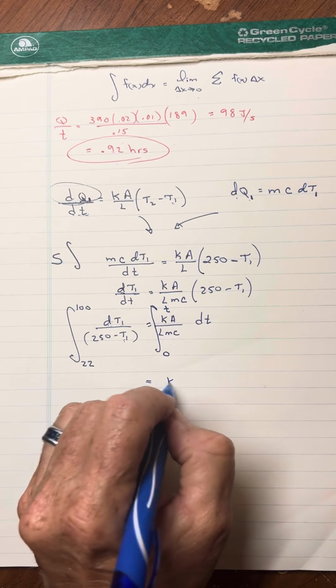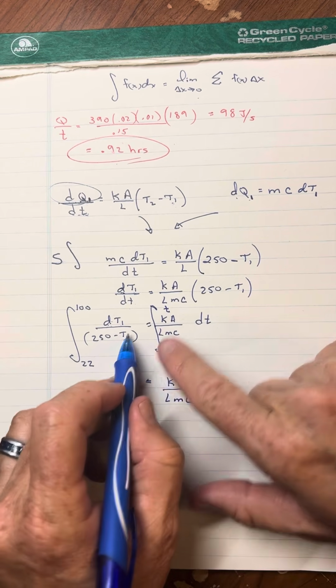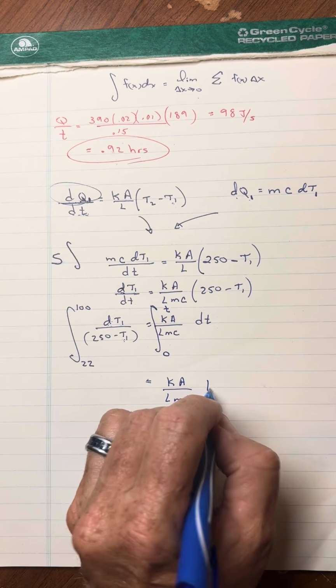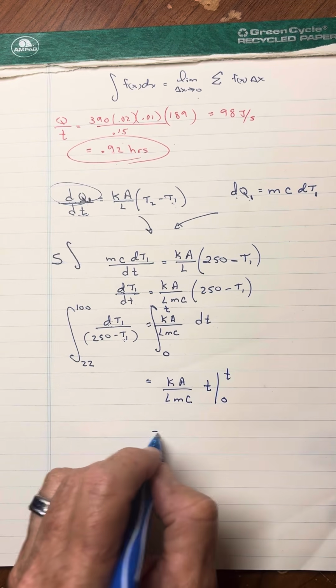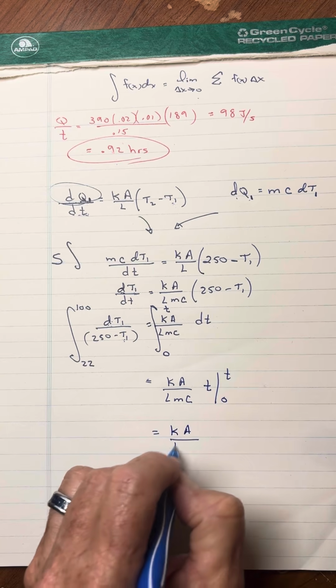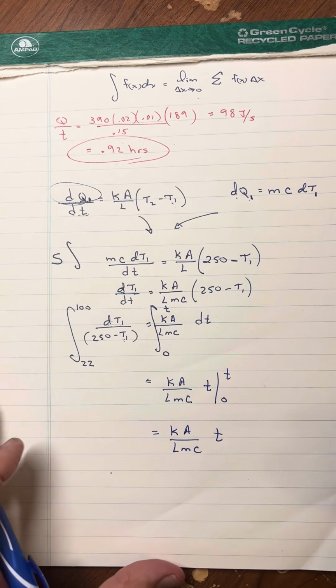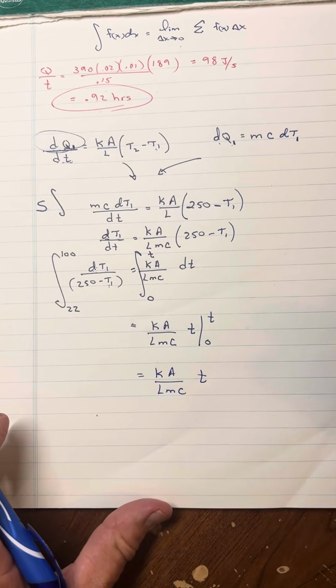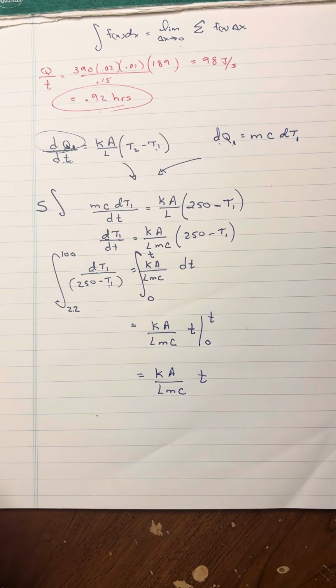And this side's actually a very easy integral, because you can pull the constant out in front, and then you just get the integral of dt, which is t evaluated from 0 to t. And so that's just KA over mLc times t. That's what we're trying to find, that final time. How much time did it take to get from 22 to 100?